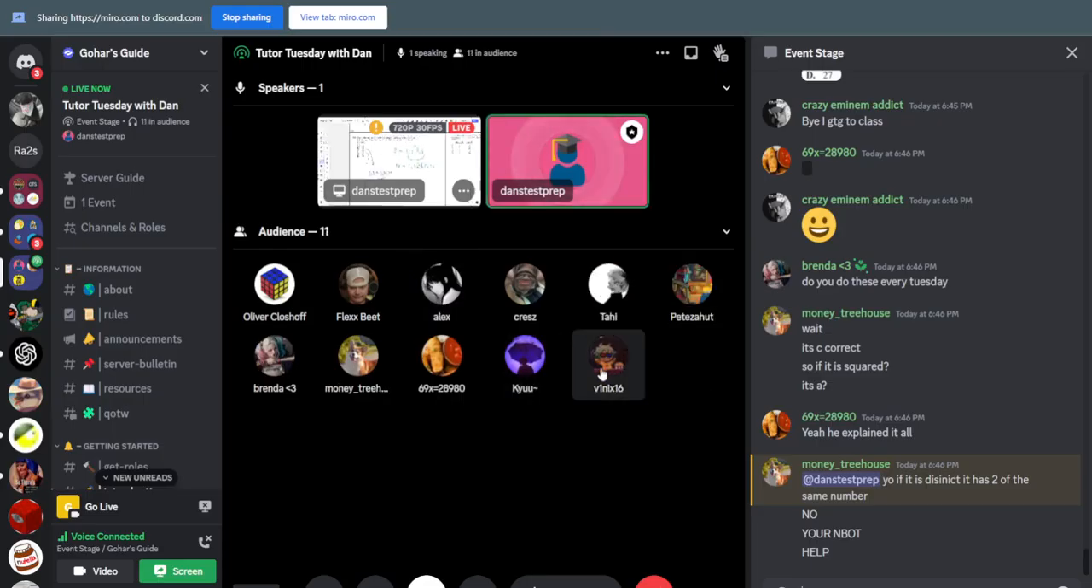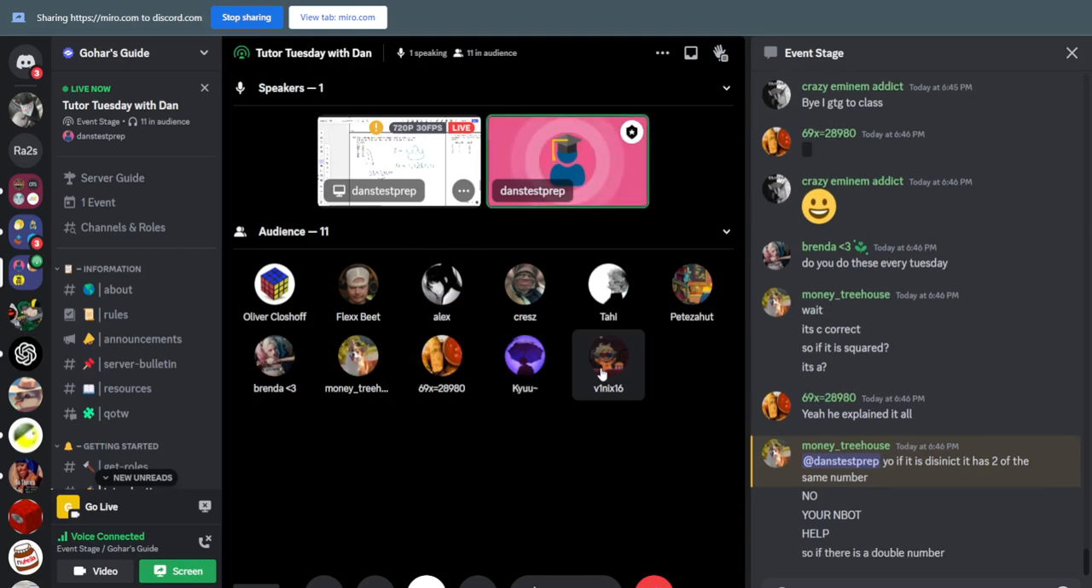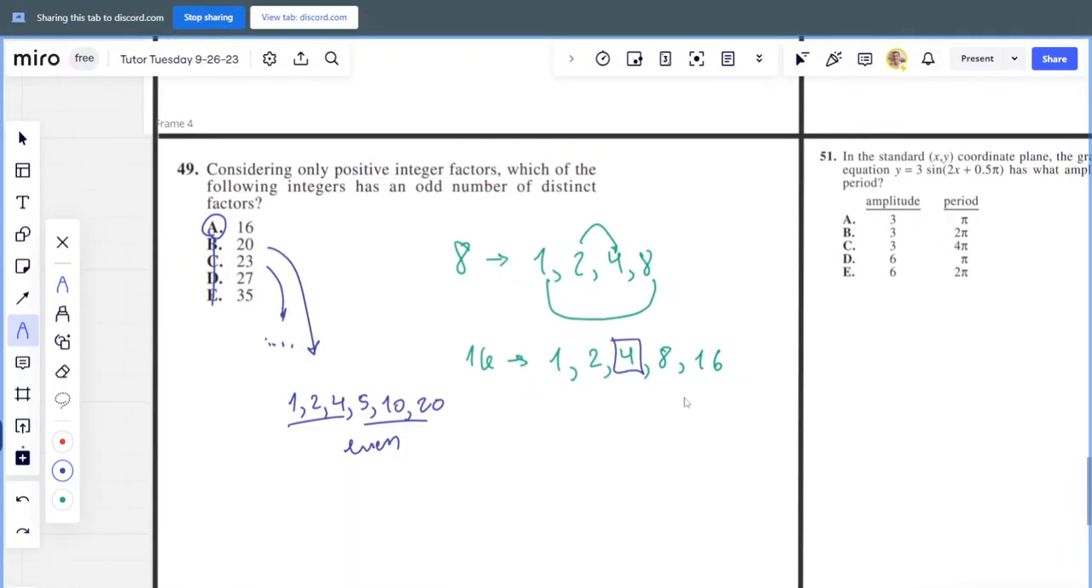Distinct factors means separate numbers. So if its factors were 1, 2, 4, 4, 8, and 16, the repeated 4 would not be counted as two distinct factors. You would just count it once. That would be counted as a distinct factor.